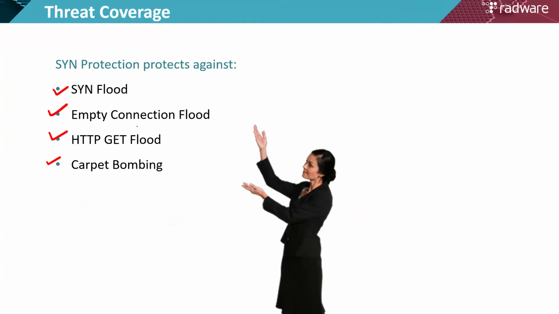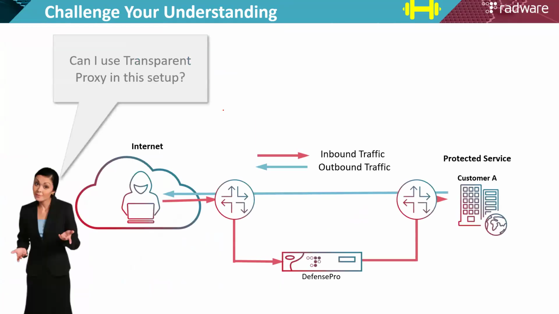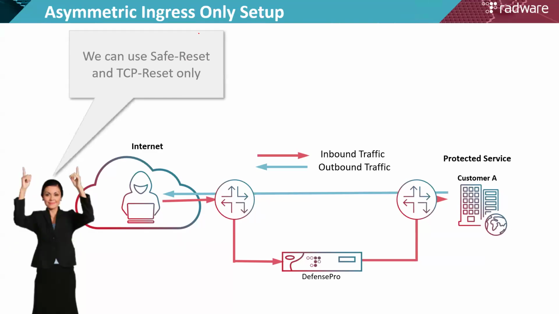So can I use transparent proxy in this setup? Here the inbound traffic is flowing via this direction and the outbound traffic is flowing via a completely different path. This kind of operation is known as an asymmetric environment. In an asymmetric environment, you cannot use transparent proxy because transparent proxy only works in symmetric environments. So in this kind of scenario, you will make use of the safe reset option. Here you can only make use of safe reset.